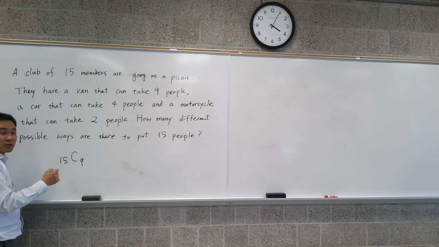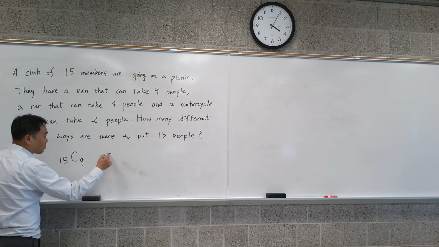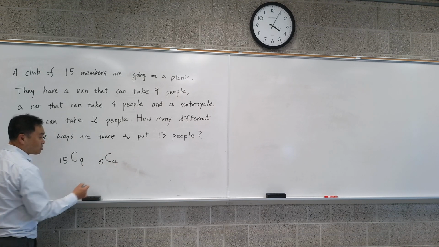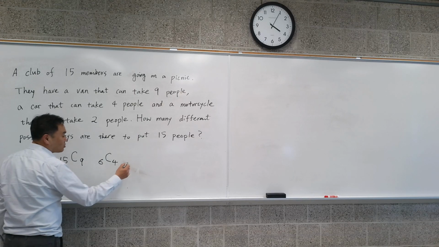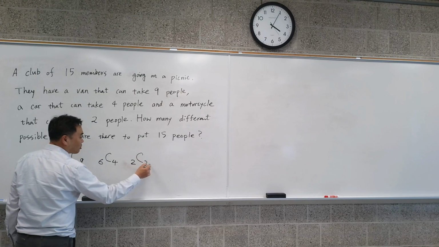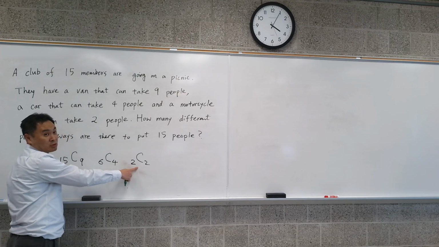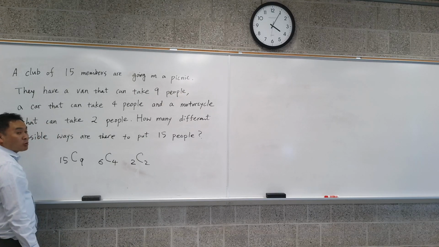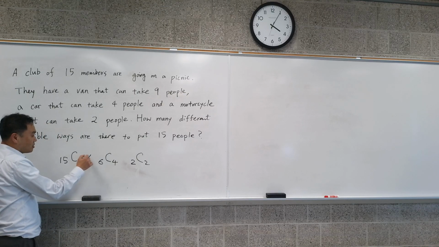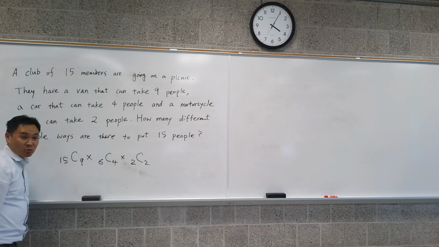And then once those are done, now you have to choose. How many are left? 6 people are left, right? So you have to do 6 choose 4 to put them in the car. And how many are left? 2. And those go into the bike. Of course, this is just going to be 1. There's only one way to choose 2 people. You get 2 people. Okay?